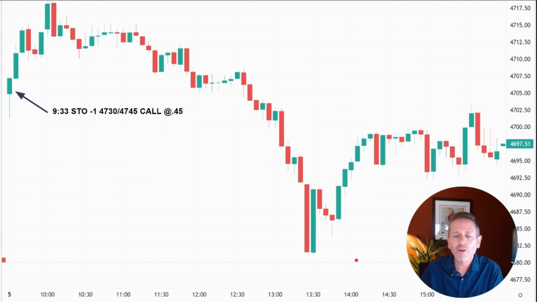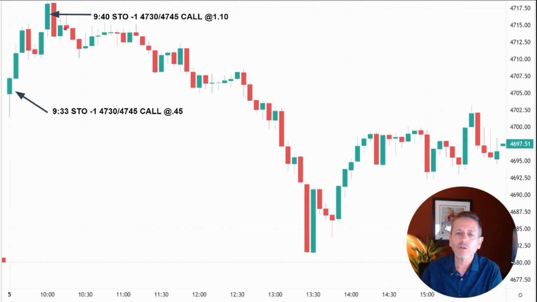Okay, so on November 5th, I put on this trade at 9:33, call side. You can see here where the market gapped, and I decided that we probably had a good chance that it would gap up a little bit and come back down. Put it on at the beginning of the trading session and then let it go up.